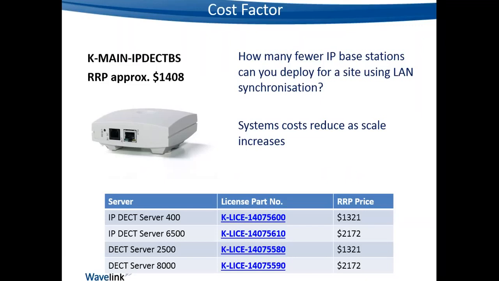Okay, let's have a look at the cost factor. How does this impact on cost? Because it certainly can have a big impact, and the amount of impact that it will have will scale with the size of the systems that you want to deploy. So first of all, I guess we should mention that the cost of an IP DECT base station is approximately $1,400. So it's not a cheap device.